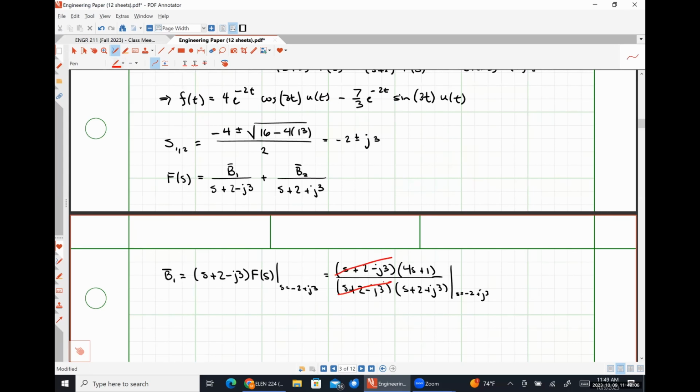This guy cancels this guy. And evaluating this at this particular value of s gives me the following complex number in polar form, 2.315 angle positive 30.256 degrees. Like I said, our expansion coefficient B1 could wind up being a complex number when we have complex conjugate roots here.